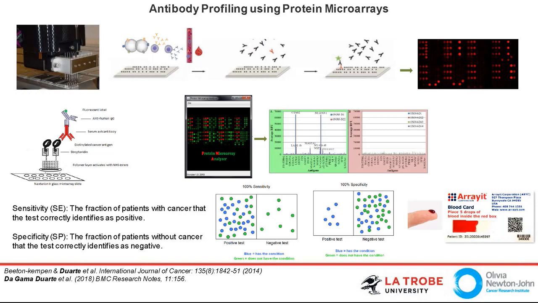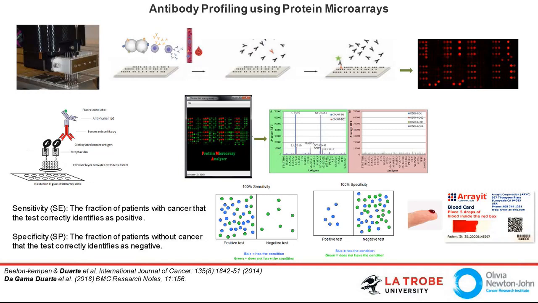The current gold standard for biomarker work is to determine the sensitivity and specificity of a specific biomarker. And ideally here, your sensitivity is the fraction of patients with cancer that a test can correctly identify as being positive if you're looking at the diagnostic biomarkers, whereas the specificity is the fraction of patients without cancer, so your healthy individuals, that the test correctly identifies as negative. So ideally, you want high sensitivity and high specificity when you identify your biomarkers of interest.